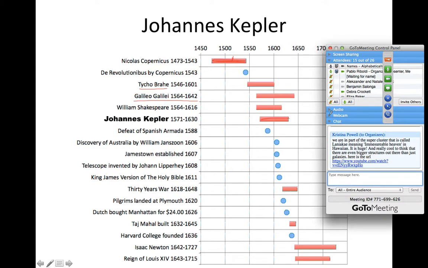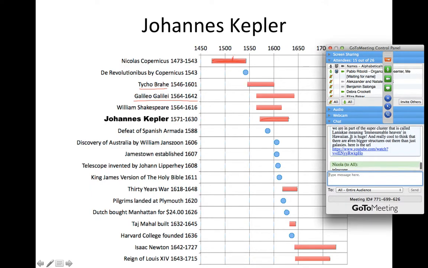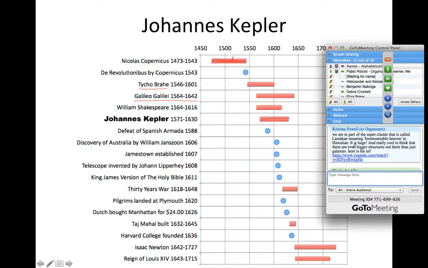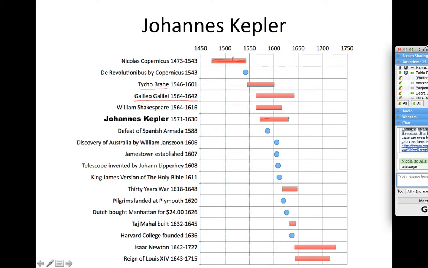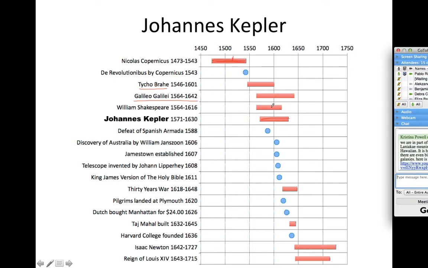Oh, okay. Excellent. So Annika shared with us that we are part of a cluster, the Laniakea cluster of galaxies. So this is a superstructure even bigger than the solar system. I'm going to look at that afterwards. So yes, Galileo, one of the things that he did was he perfected the telescope, and he used the telescope at the beginning of the 1600s in order to make observations of the heavens. And so he was able to record the things that he observed this way.